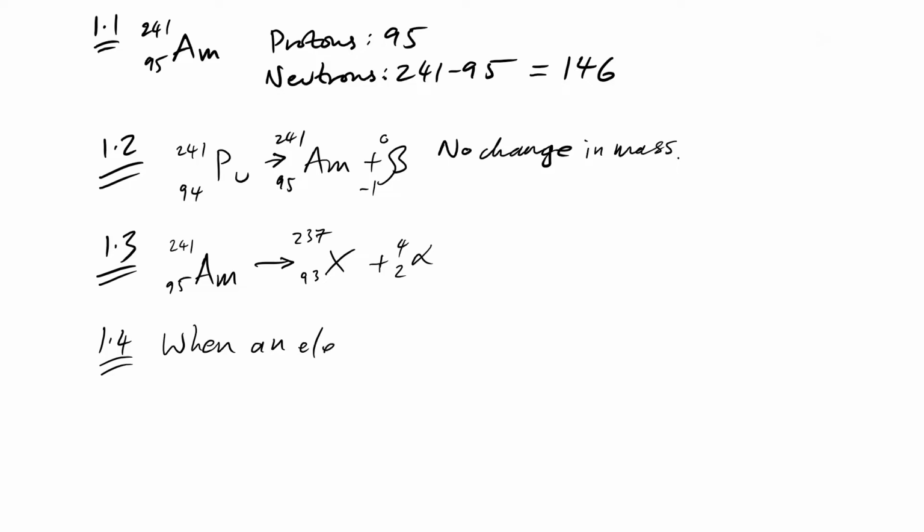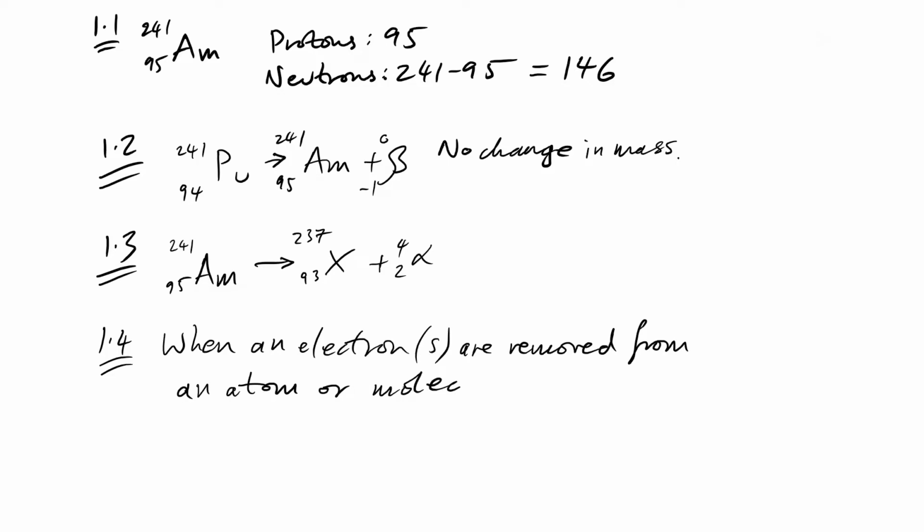What is ionization? When an electron, or electrons for that matter, are removed from an atom or molecule. Now in chemistry, we say that there are such things as negative ions when you add an electron, but they don't really exist by themselves, but ions can, positive ions that is.